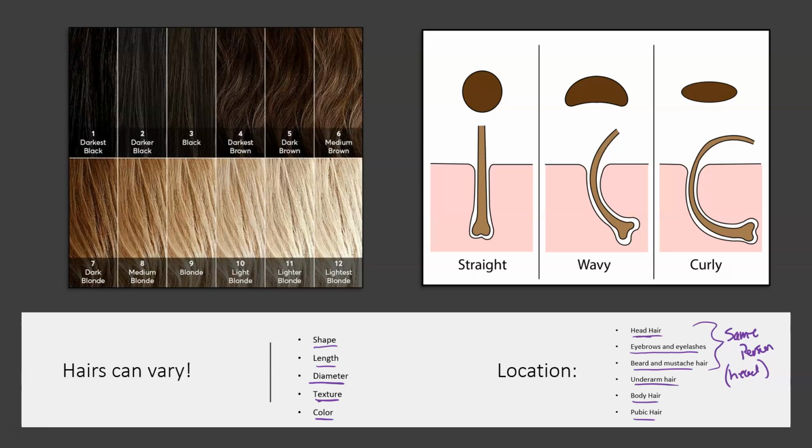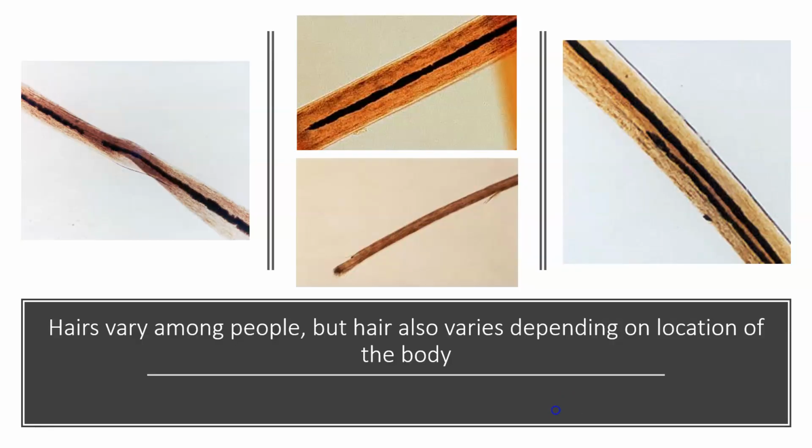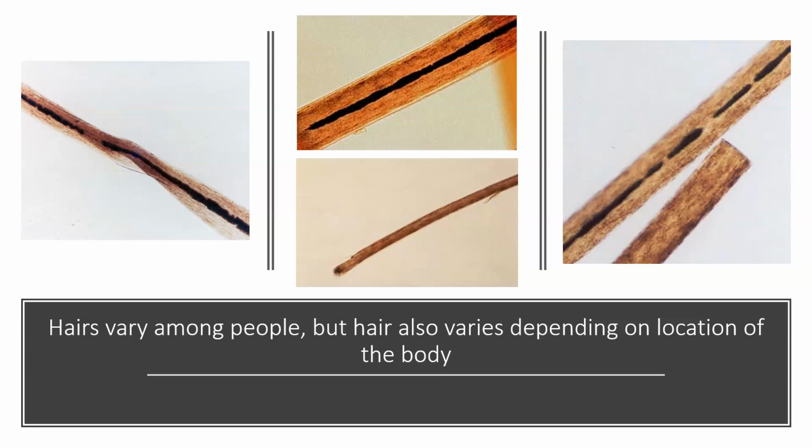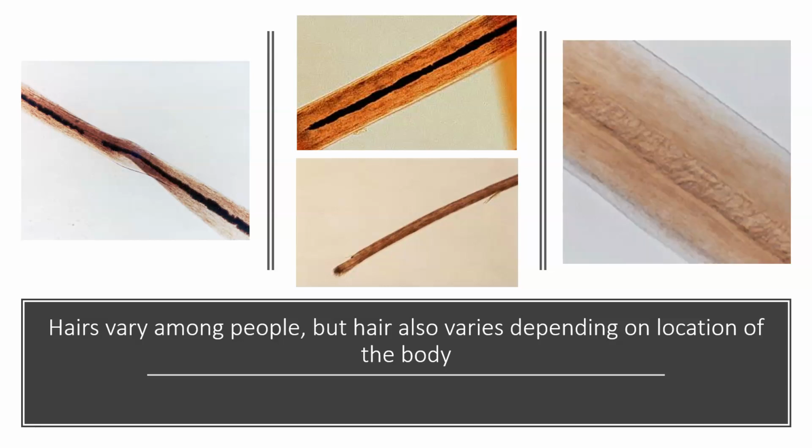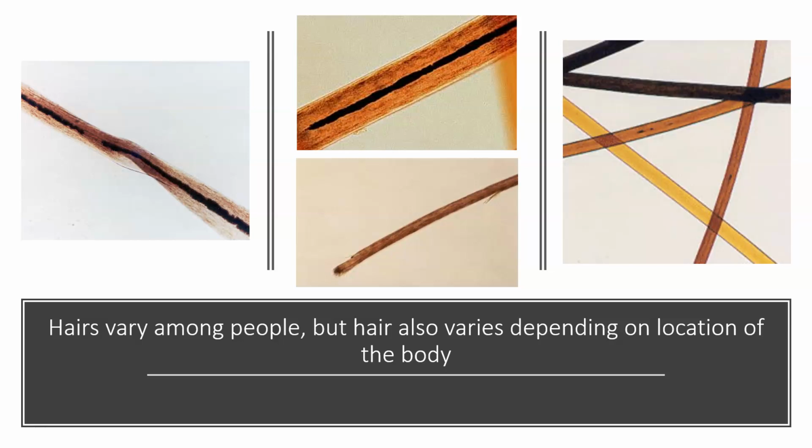So, just remember, hairs can differ between individuals, but hairs can also differ in their locations on the same individual. So, here are a variety of pictures that look at a variety of different hair locations. And so, hairs can vary among people, but hair also varies depending on location of the body. You can see that all of these particular hairs are different.